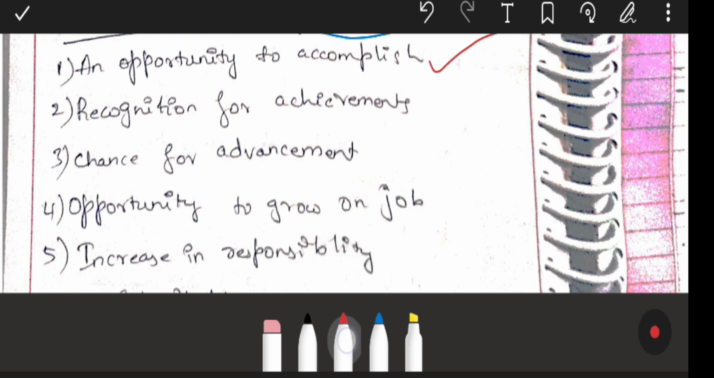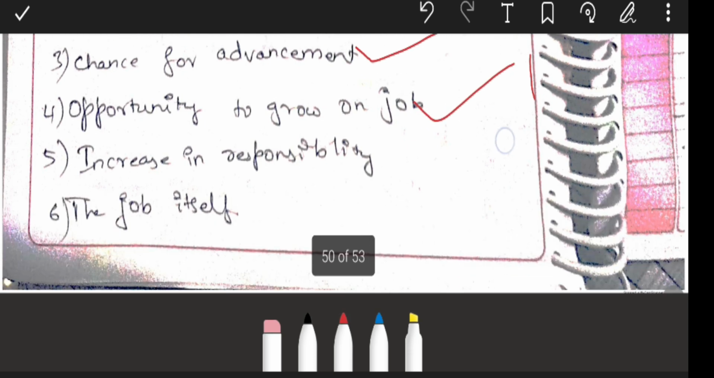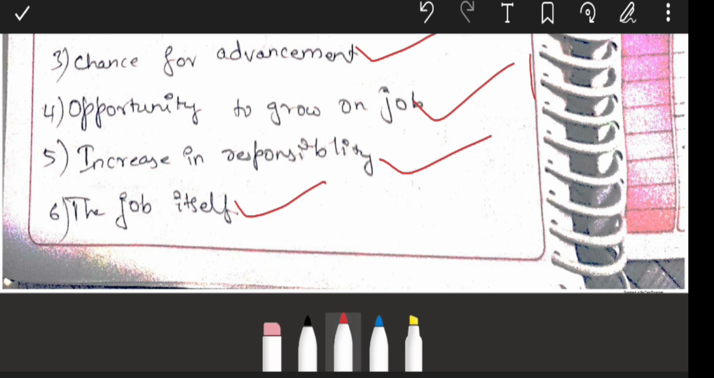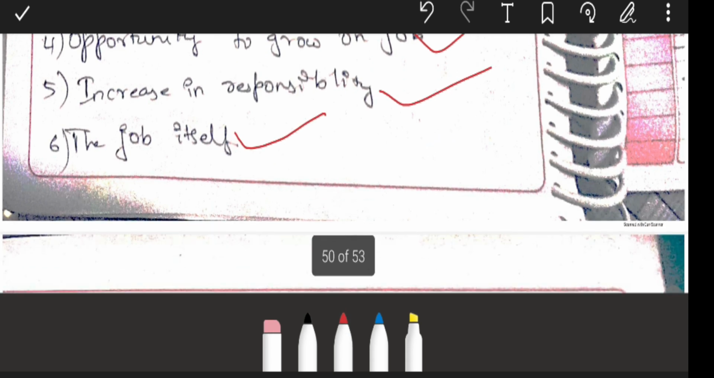Recognition for achievements. When an employee does a job, he must be recognized. Chance for advancement. Whenever an employee performs and does a job for a company, he must be motivated, or he must get a chance to advance, to grow in life. Increased responsibility: an employee should be given responsibility to grow himself and enhance his quality. The job itself: a good job can motivate an employee.